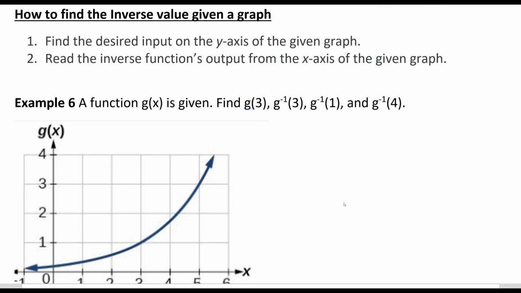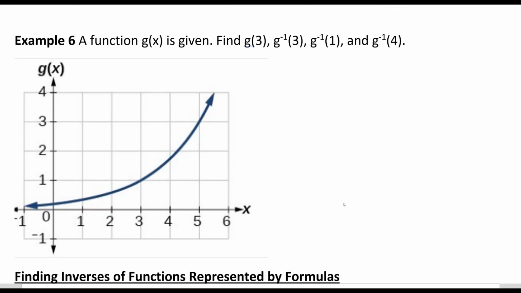So here's a function g of x. We're going to find g of 3. So g of 3 would take 3 for x. That's going to come up to here, and that leads to 1. So g of 3 equals 1.